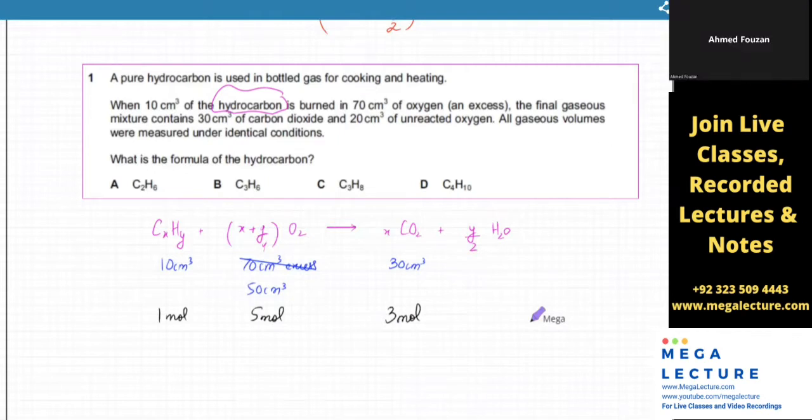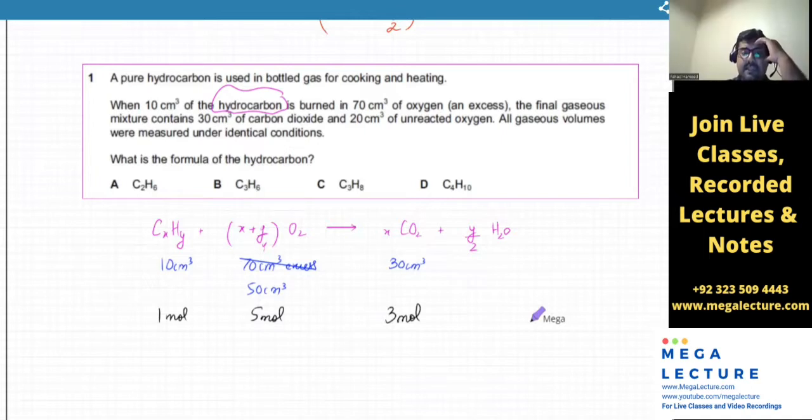Yes, sir. So the next thing is, you can figure out the formula of the hydrocarbon. Remember, I told you the first one is 1 mole, right? It's 1 mole. Reacts with how many moles of O2? That's 5 moles of O2. So that means X plus Y by 4 has a value of 5.